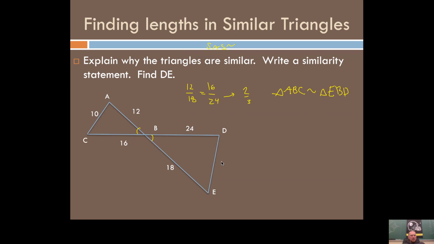How are you going to find this? We're going to call it X. We know the similarity ratio is 2/3. So that means this ratio is also 2/3. 2 times 5 is 10. 3 times 5, 15. That's how long this side is.